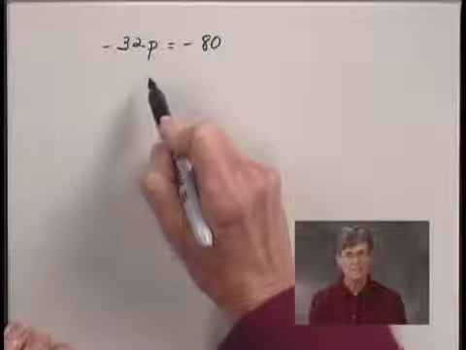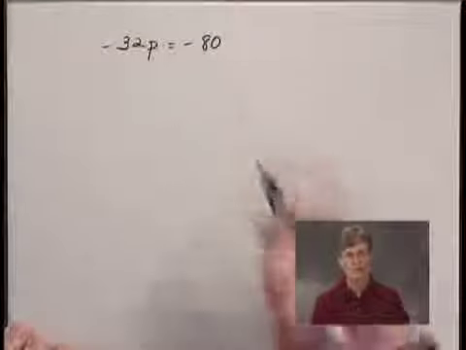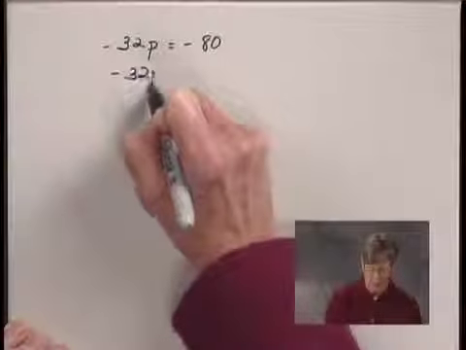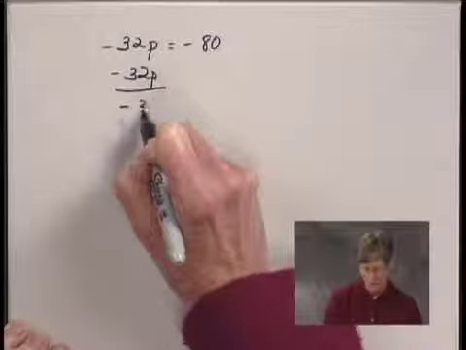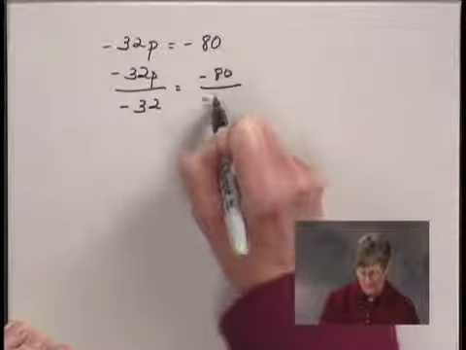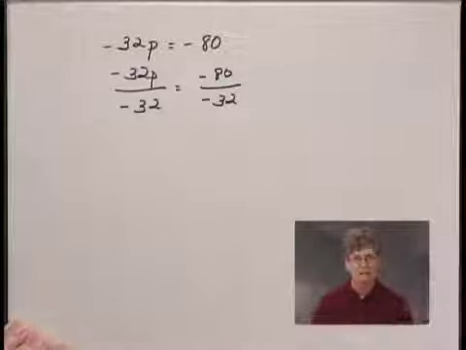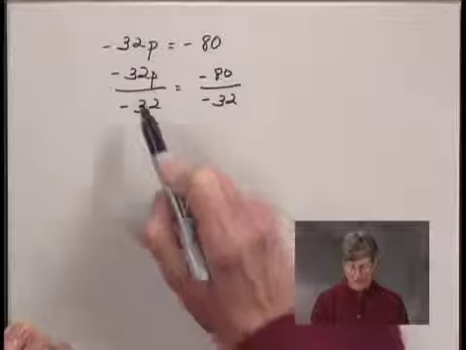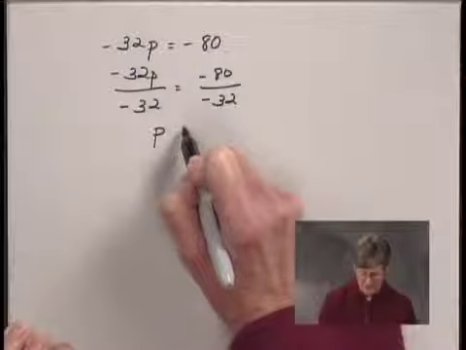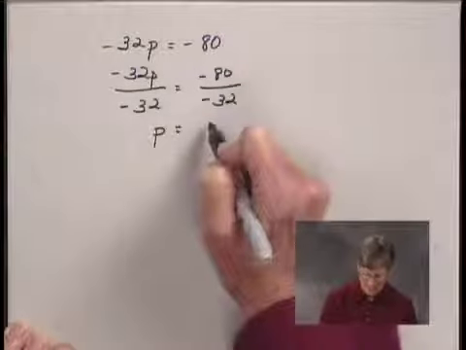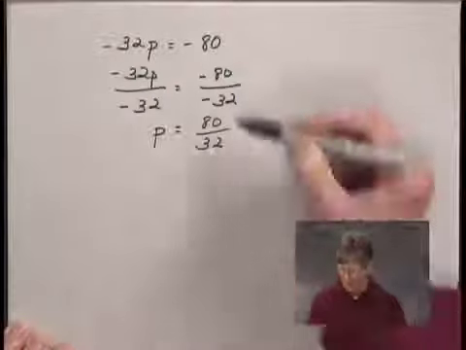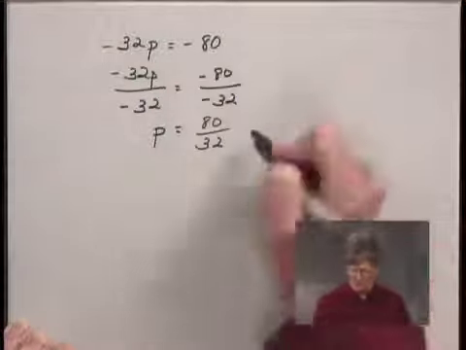Now I want to get p alone on the left-hand side, and I can do that by dividing both sides by negative 32. So I have negative 32p over negative 32 equals negative 80 divided by negative 32. Negative 32p over negative 32 just gives me p on the left-hand side. And on the right-hand side, I have 80 over 32. I'm dividing a negative number by a negative number.